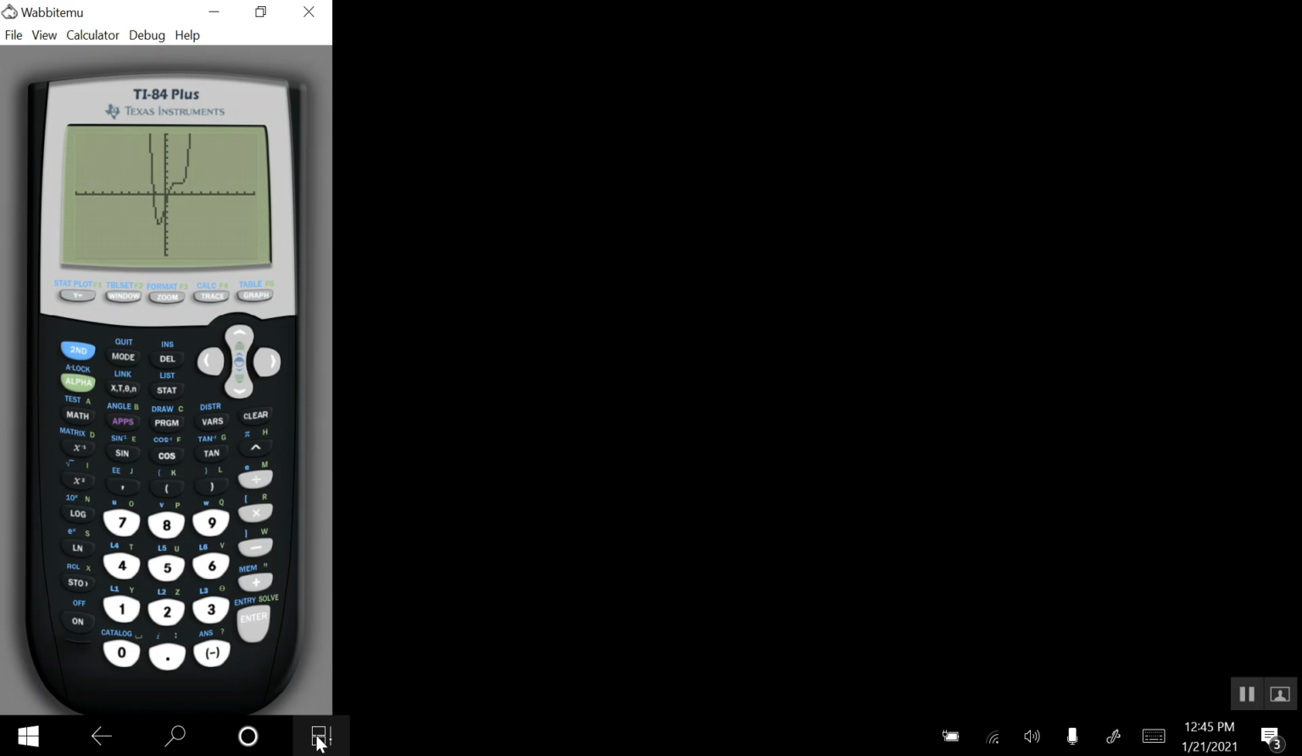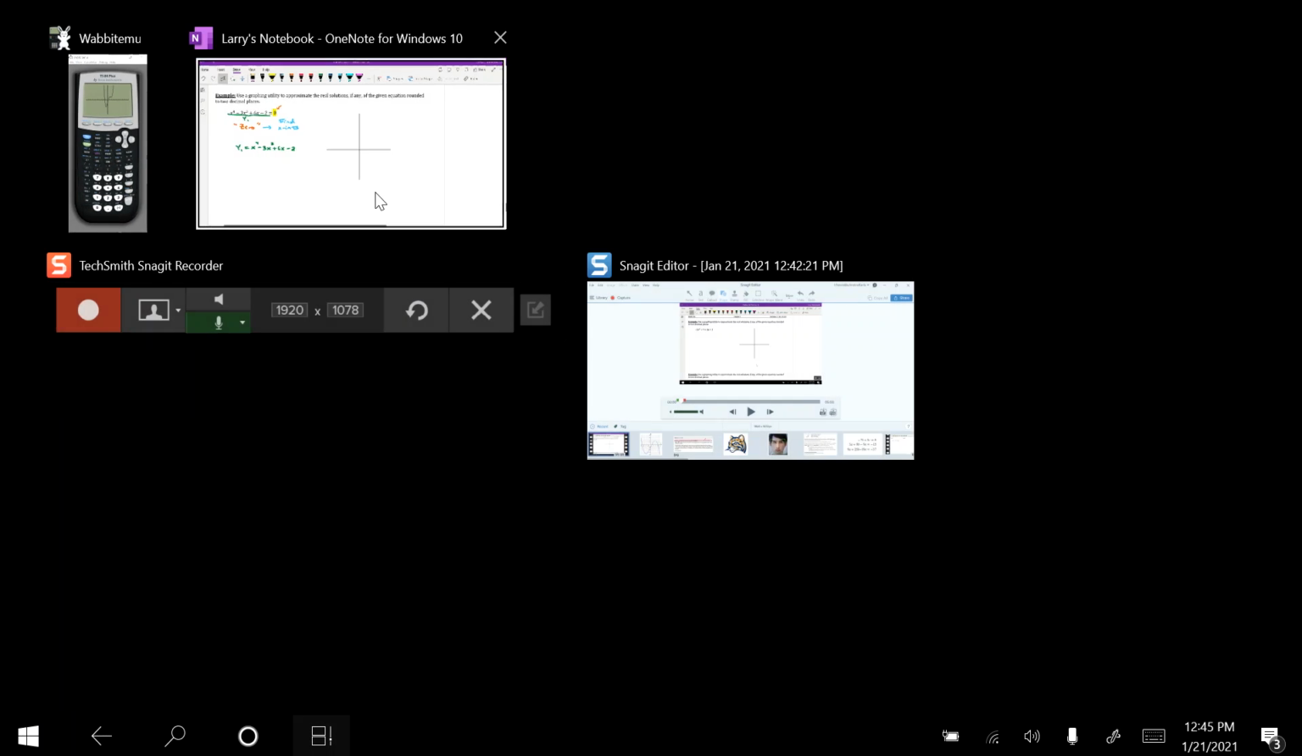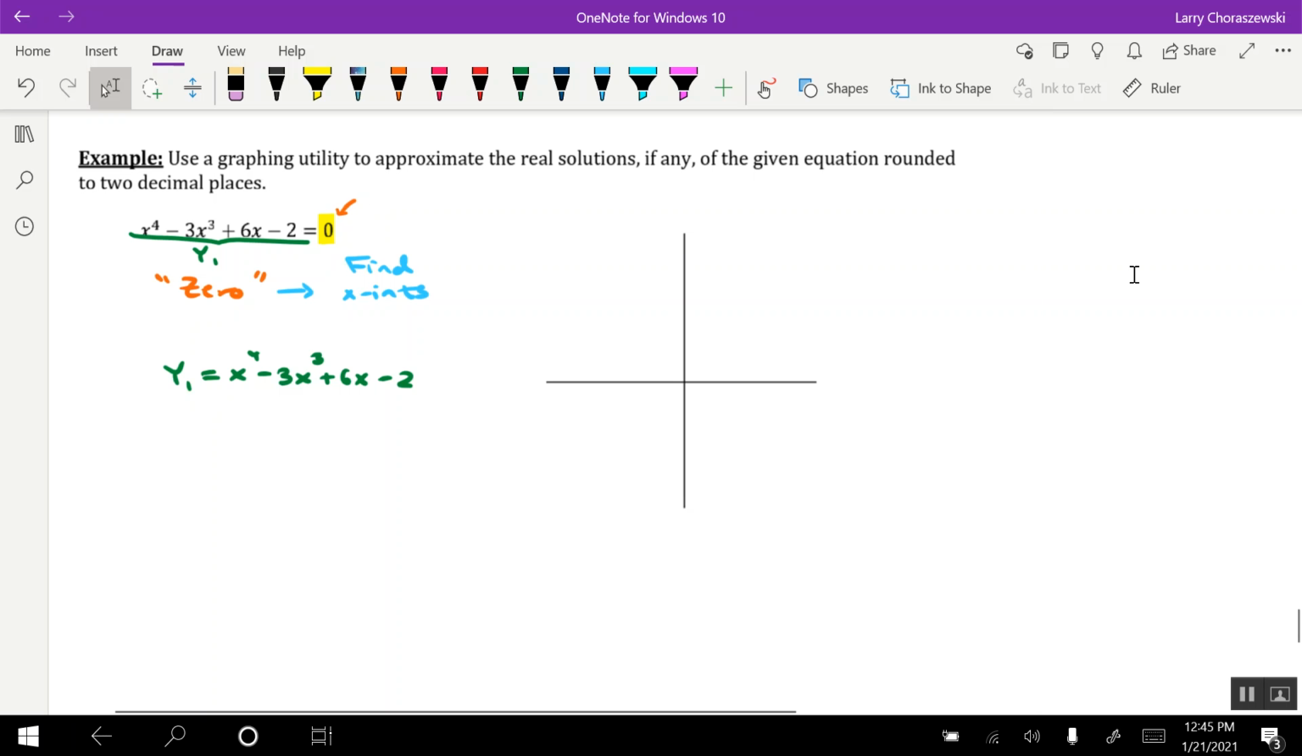So I'm going to go back to my notes and just sketch this out. All right, so it did a little funky thing like this, and that's the graph of y1, or at least a very rough sketch of it. And indeed, it looks like there are two x-intercepts, so there are going to be two real solutions to this equation. And we're going to use the zero feature to start things out by finding this x-intercept.